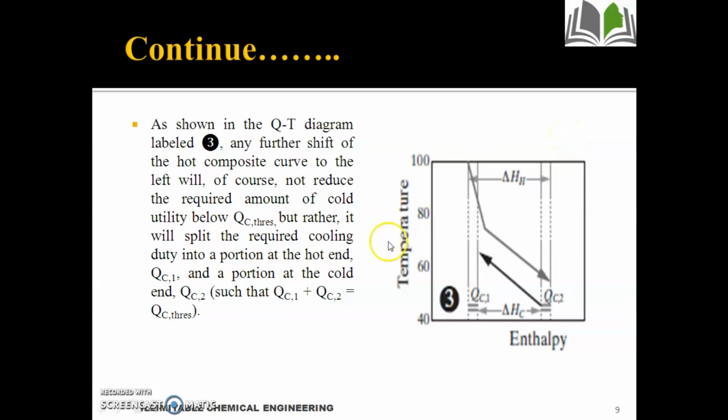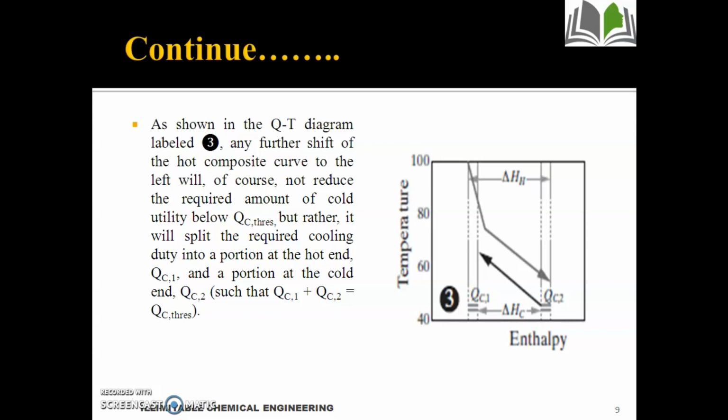Label 3, any further shift of the hot composite curve to the left will of course not reduce the required amount of cold utility below the QC threshold. Means at the critical value, if we decrease the delta T minimum, that doesn't mean we will get a lower requirement of cold utility.